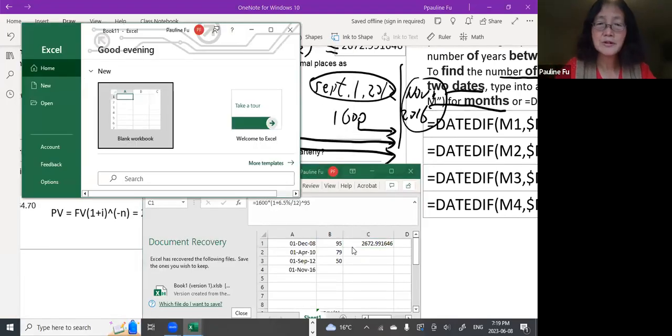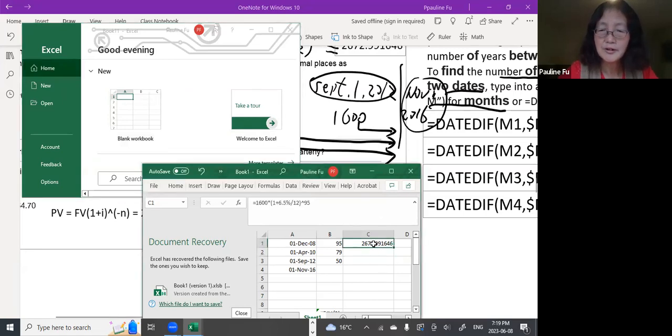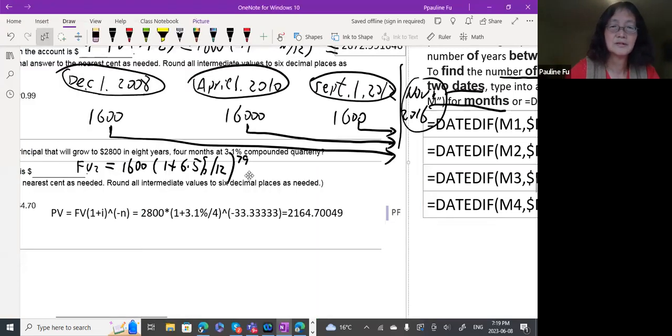Okay, this time I will just copy the formula, then change the number of terms. So I will just copy this formula. So instead of 95, it is 79. Okay, so this is the result. The result here. Result here. Okay.